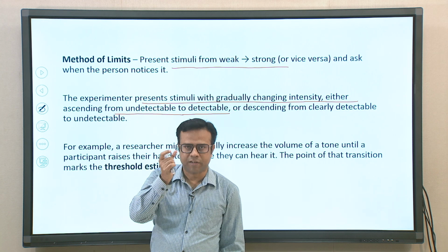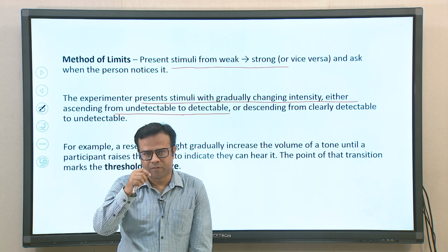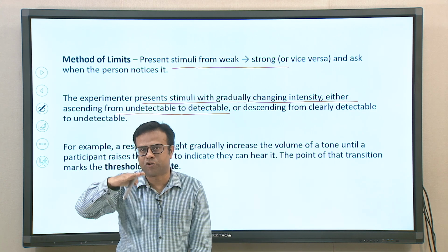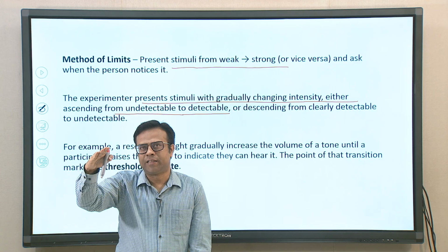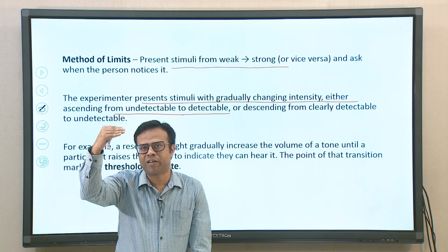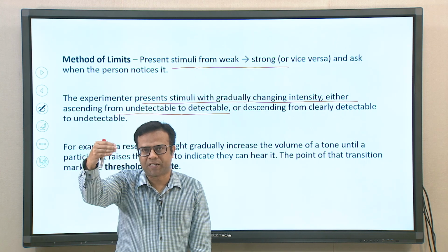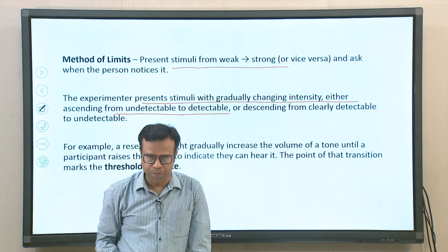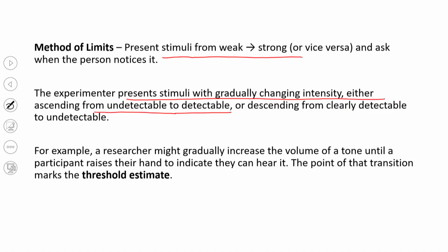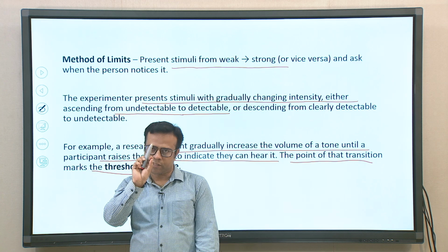So, they will start, let us say, in an ascending way, with the undetectable stimuli and then slowly increase, and they will try to find out the threshold at which a participant can detect the sound. For example, a researcher might gradually increase the volume of a tone or a sound until a participant raises their hand to indicate they can hear it. So, this point of transition is called the threshold estimate. That is where the threshold is.